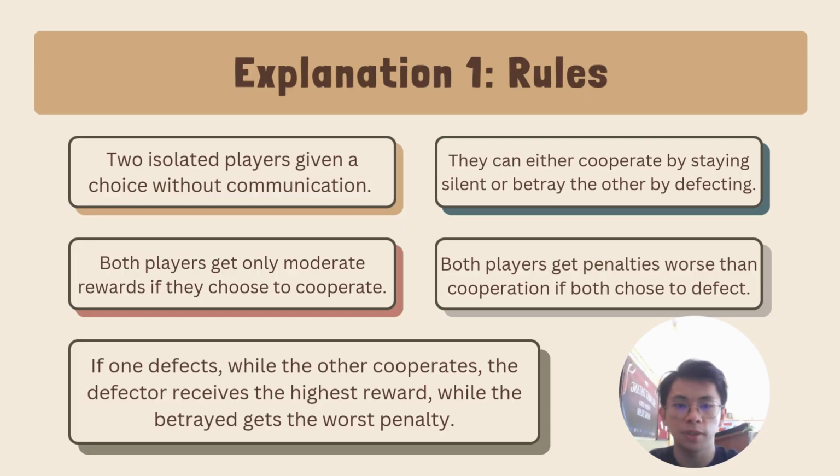First of all, let me explain the rules. There are two isolated players who are given a choice without communication. They can either cooperate by staying silent or betray the other by defecting. Both players get only a moderate reward if they choose to cooperate. But both players also get a penalty worse than cooperation if both of them choose to defect. When one player chooses to defect while the other chooses to cooperate, the defector will receive the highest reward, while the betrayed player gets the worst penalty.